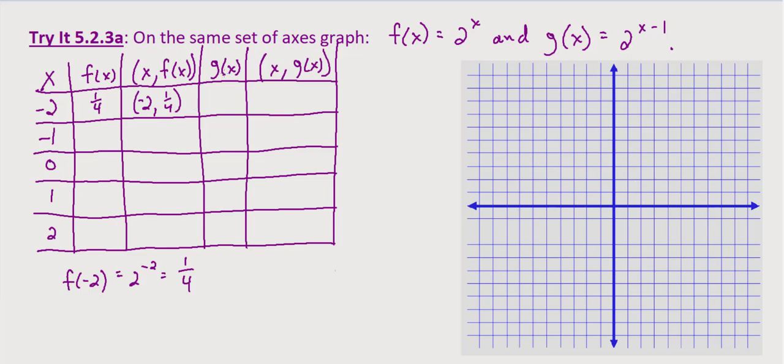And now with g of x, we have 2 to the x minus 1. So it'd be 2 to the negative 2 minus 1, which is 2 to the negative 3, which is going to be 1/8. And again, if you need to work those out, just do it separately from your table or include it in your table and just make your table bigger. I couldn't do that here, unfortunately.